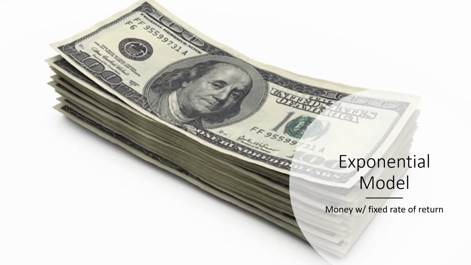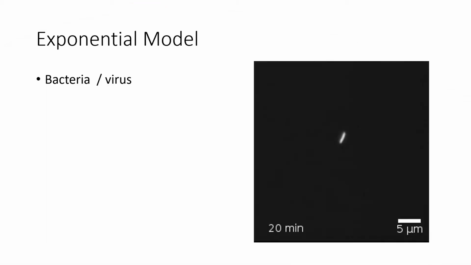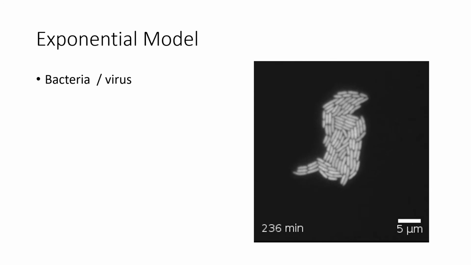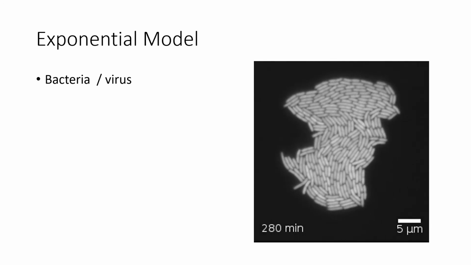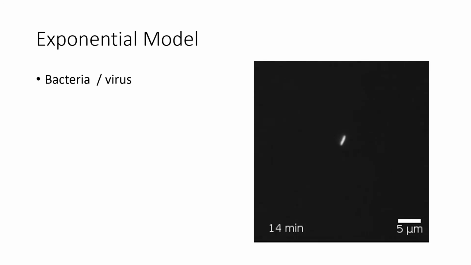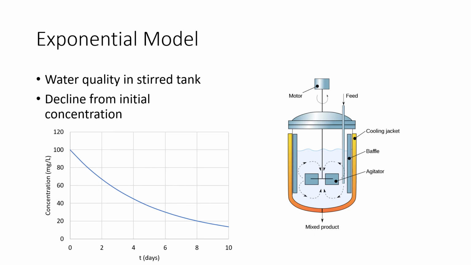Actually, money can work the same way. Unfortunately, interest rates are so low at the current time that it's hard to see much growth at all. But if you have an interest-bearing account, that is essentially an exponential model as well. Here's a case of bacteria growing. You start out with 1, it splits into 2, splits again. After a while, the rate of growth gets much faster. That's exponential growth, a great example.